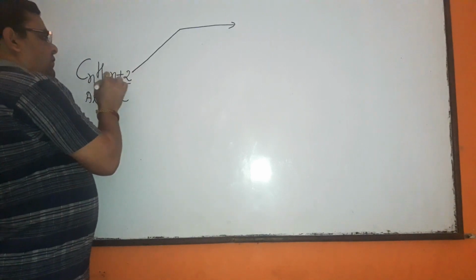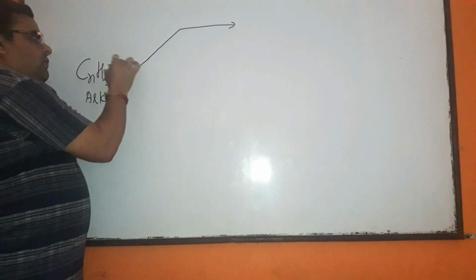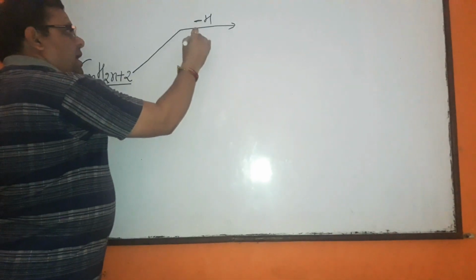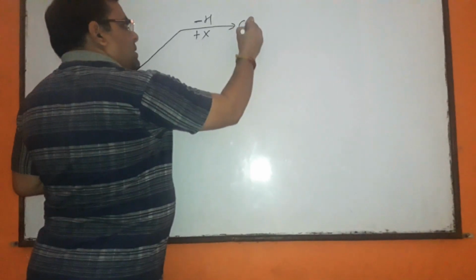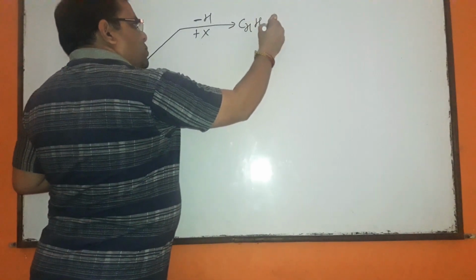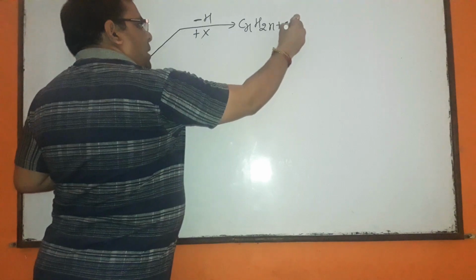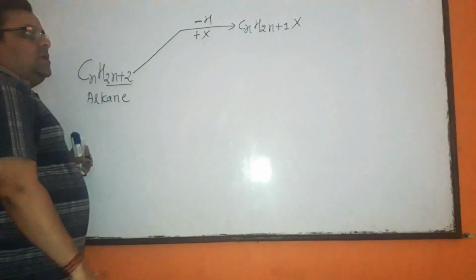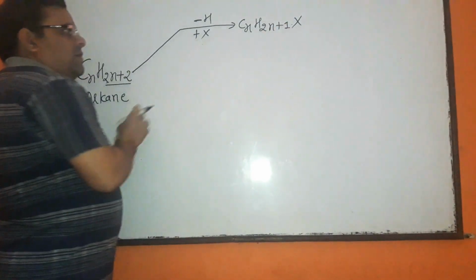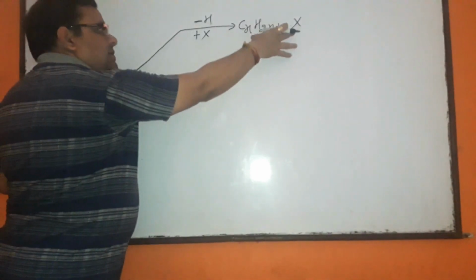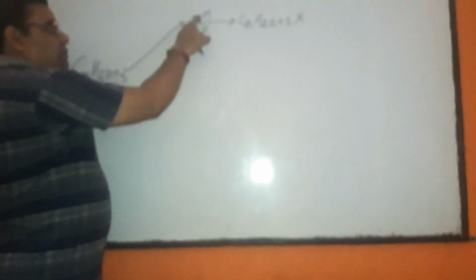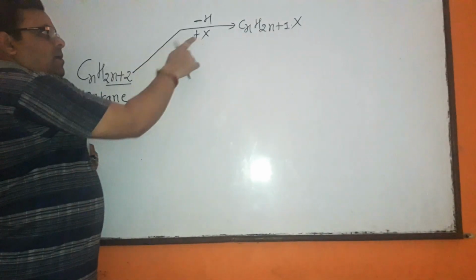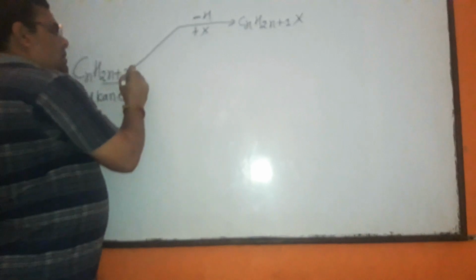Suppose we substitute one hydrogen element of this alkane by one halogen element, then it will give CnH2n+1X. It is called monohalogen derivative. So girls and boys, why is it called monohalogen derivative? Because it is prepared by the substitution of one hydrogen element of an alkane by one halogen element.